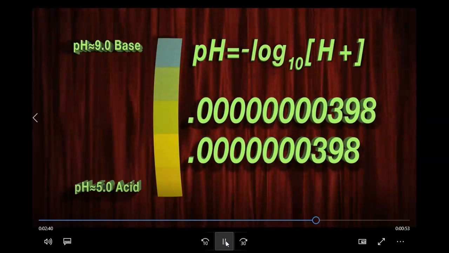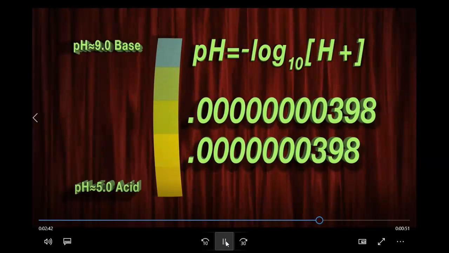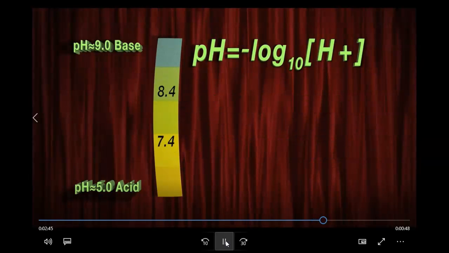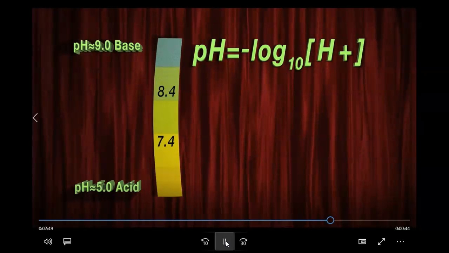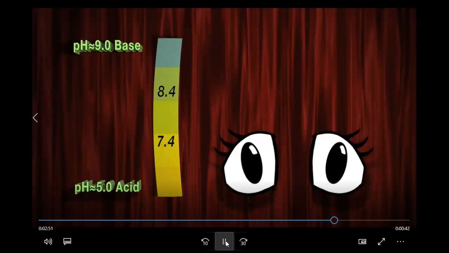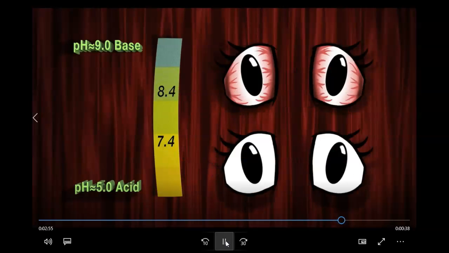Punch negative log of each of those numbers, and you'll see the pHs are 7.4 and 8.4. Since the tears in our eyes have a pH of about 7.4, the H+ concentration of 0.00000000398 will feel nice on your eyes, but the pH of 8.4 will make you feel itchy and red.